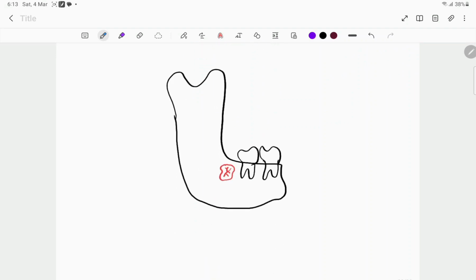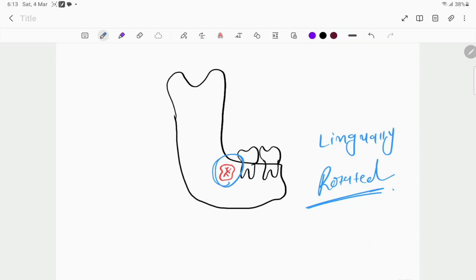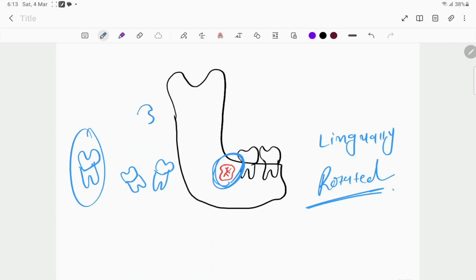Then we have lingually rotated. In lingually rotated, this is the lingual surface of the third molar, which you can see. Otherwise we can see the complete tooth, whether it is distoangular, mesioangular, vertical, or horizontal. But in this we can see the lingual surface of the tooth, which is not common at all. It is very difficult to remove, so it is lingually rotated.